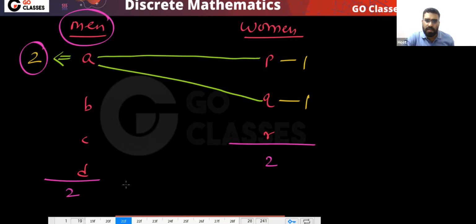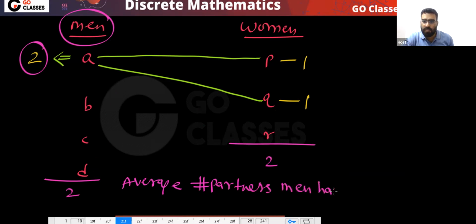What is the average number of partners? This is what we want to find. What is the average number of partners men have? That will be 2 divided by 4. And what is the average number of partners women have?